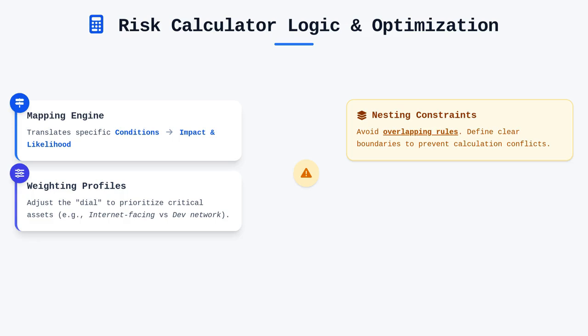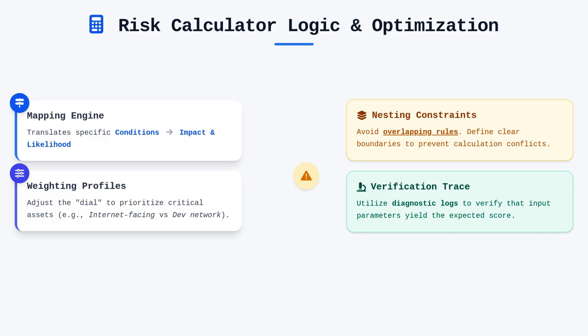When designing multi-criteria rules, you must remain conscious of nesting constraints that dictate how various rules interact within the calculation engine. If you create overlapping rules without clear boundary definitions, the system will struggle to determine which priority takes precedence, leading to calculation conflicts that frustrate your remediation teams.